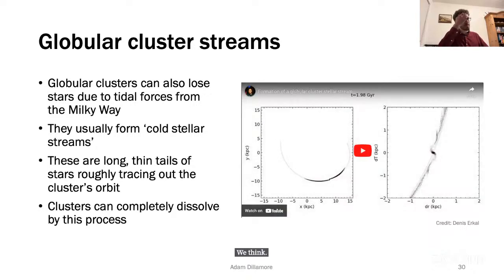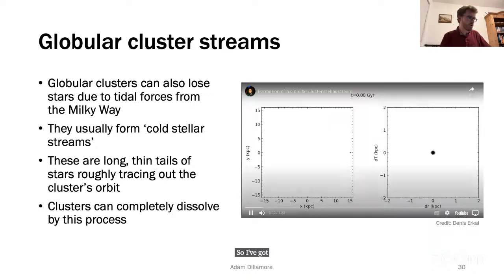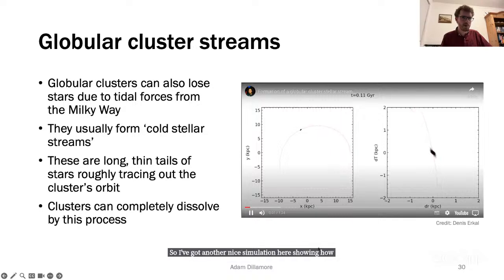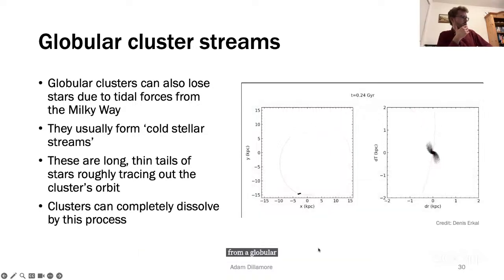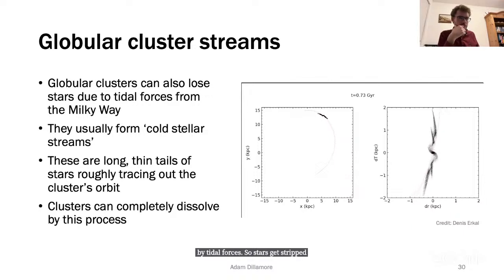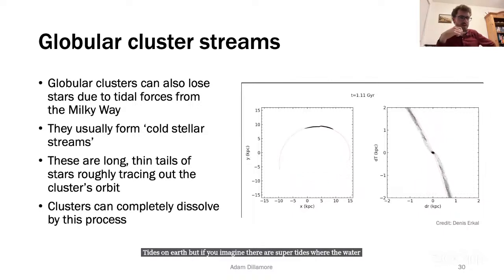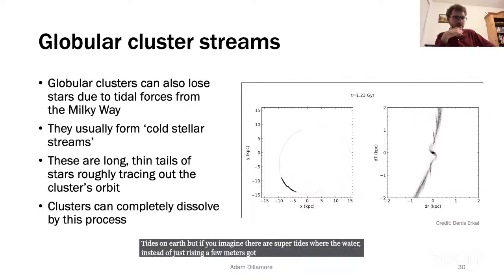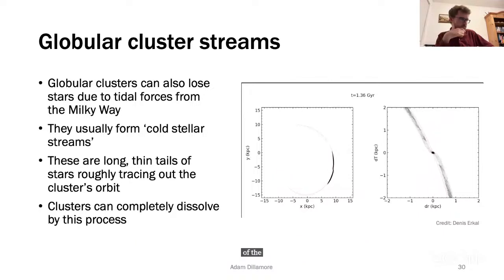So I've got another nice simulation here showing how you form a stream from a globular cluster. So a globular cluster, like Sagittarius, can also lose stars by tidal forces. So stars get stripped by tidal forces, just like tides on Earth. But if you imagine there are super tides where the water, instead of just rising a few meters, got pulled all the way out of the Earth's gravitational field.